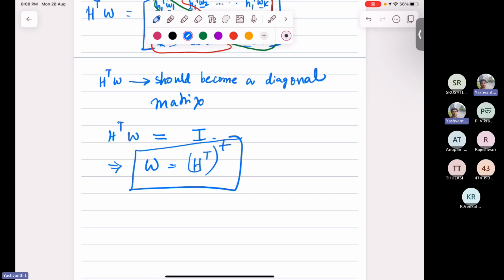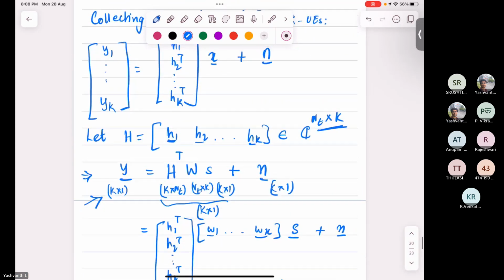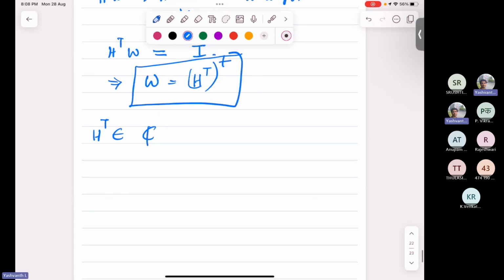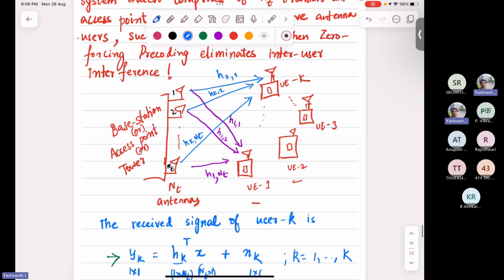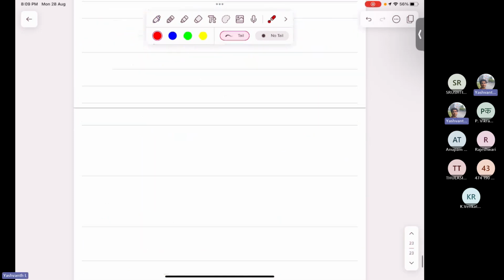Okay, now let me tell you. H transpose is in what? C to the K cross N_T, because H is N_T cross K. Okay, K cross N_T. But now you see the question I gave you one constraint. K should be less than or equal to N_T. Okay, so that is N_T should be greater than or equal to K.